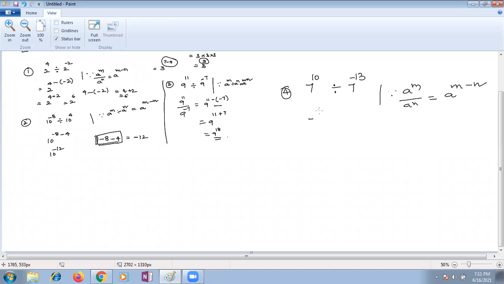Yes, Satvika. So 7 to the power of 10 minus of minus 13. 10 minus of minus 13 becomes? 23. Very good. 10 plus 13, so it becomes 7 raised to 23. Very good.